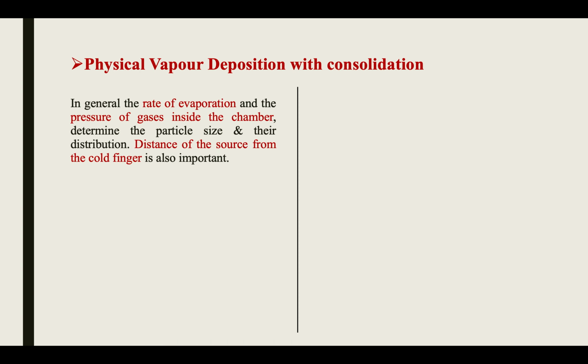Now we will see what points we have to take into account to synthesize a uniform nanomaterial. In general, the rate of evaporation and the pressure of the gas inside the chamber determine the particle size and its distribution. The distance of the source from the cold finger is also important. So how can you control the nanoparticle size? Using the rate of evaporation, that is the first parameter. The second parameter is the pressure of the gases inside the chamber. And the third parameter is the distance between the source and the cold finger. Depending on how much distance there is, it determines how thin a layer you synthesize. So based on these three parameters we have to decide.